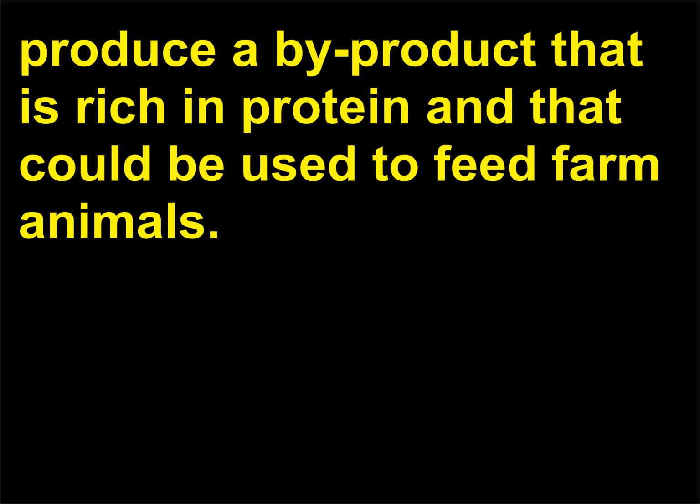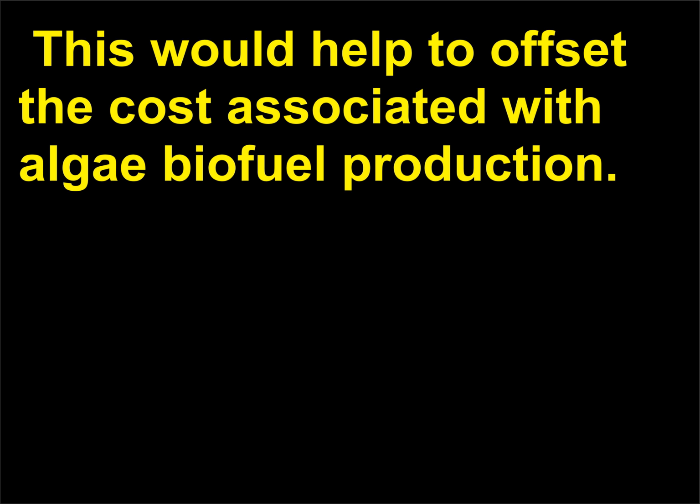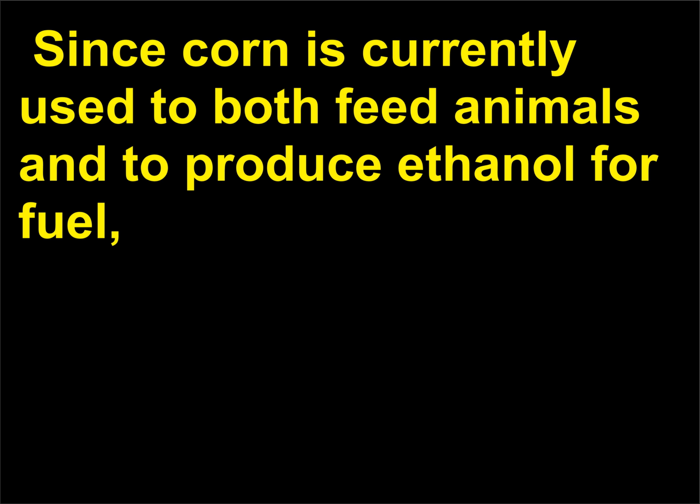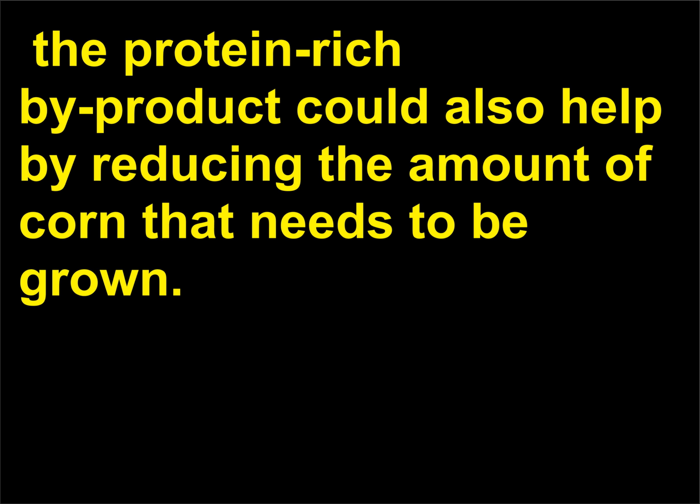produce a byproduct that is rich in protein and that could be used to feed farm animals. This would help to offset the cost associated with algae biofuel production. Since corn is currently used to both feed animals and to produce ethanol for fuel, the protein-rich byproduct could also help by reducing the amount of corn that needs to be grown.